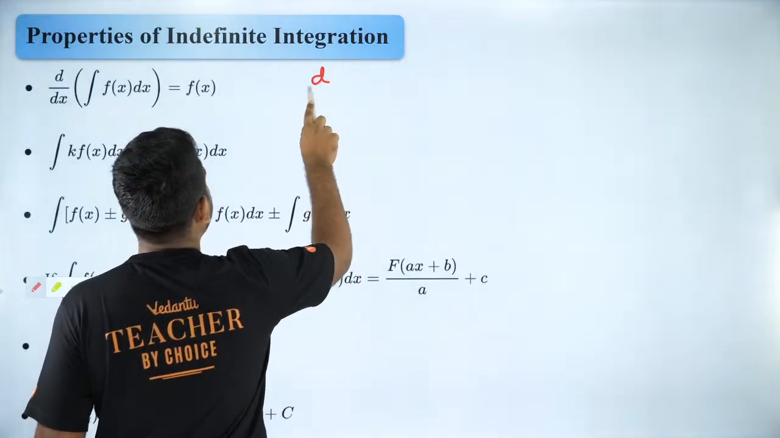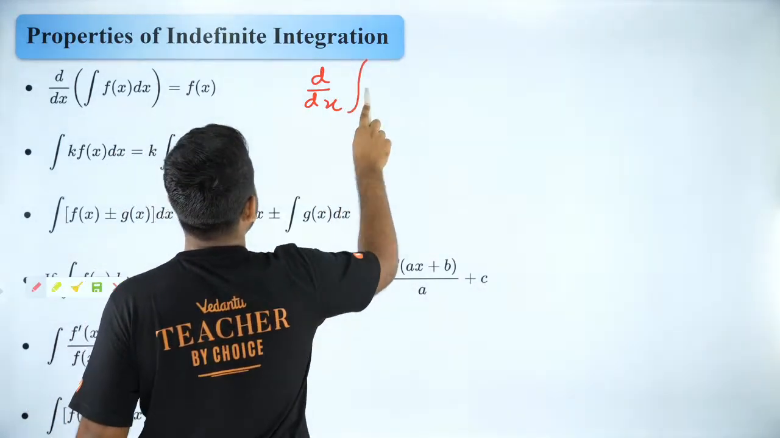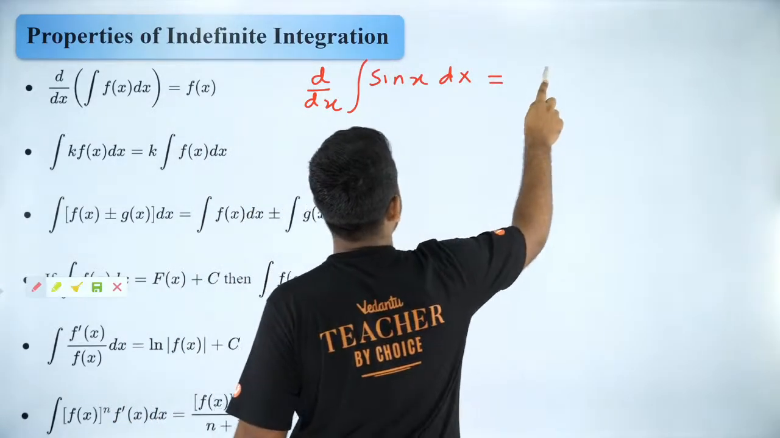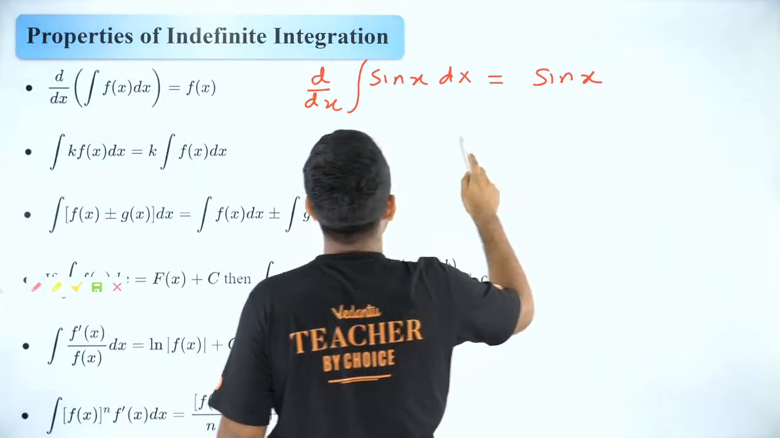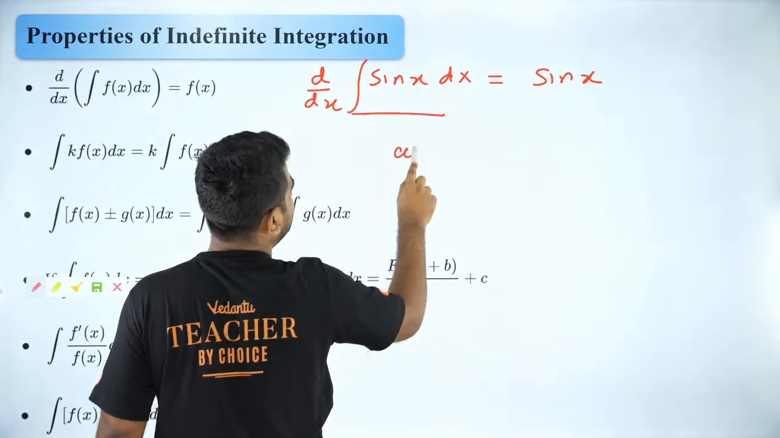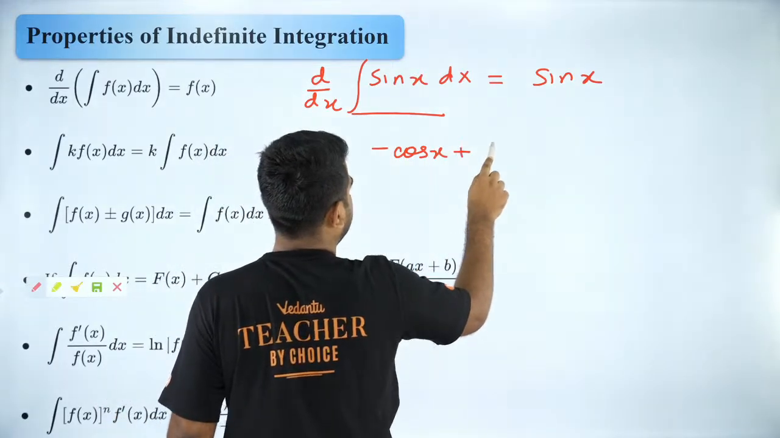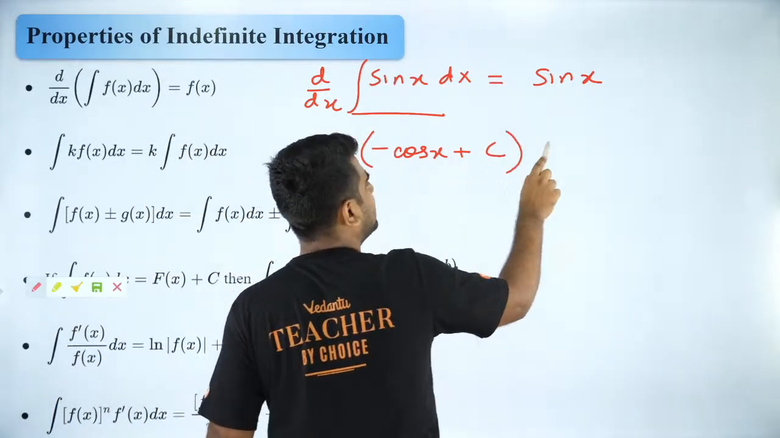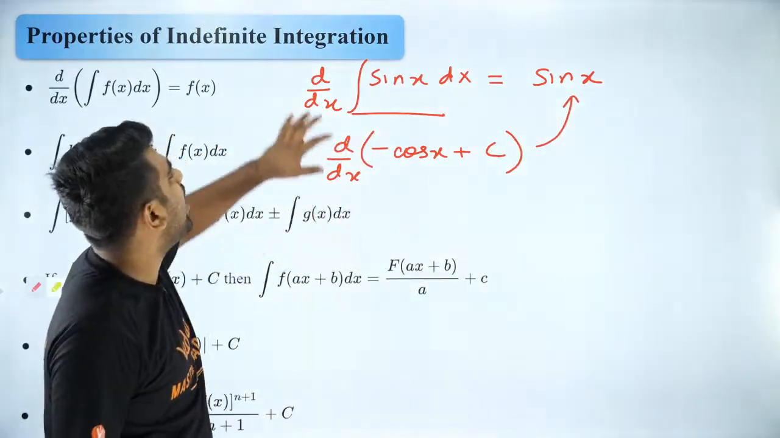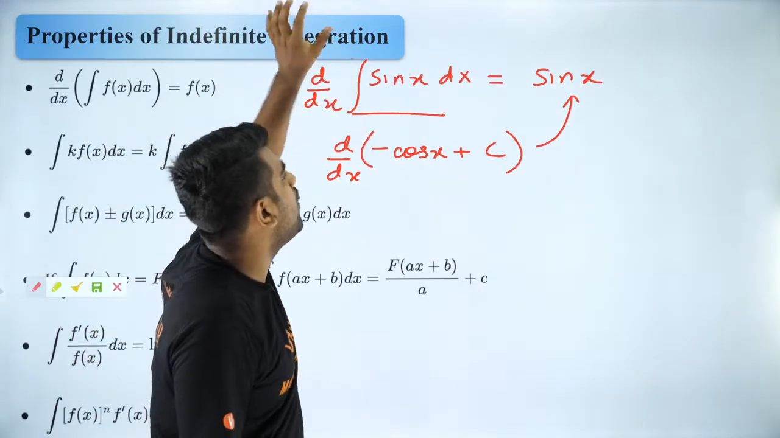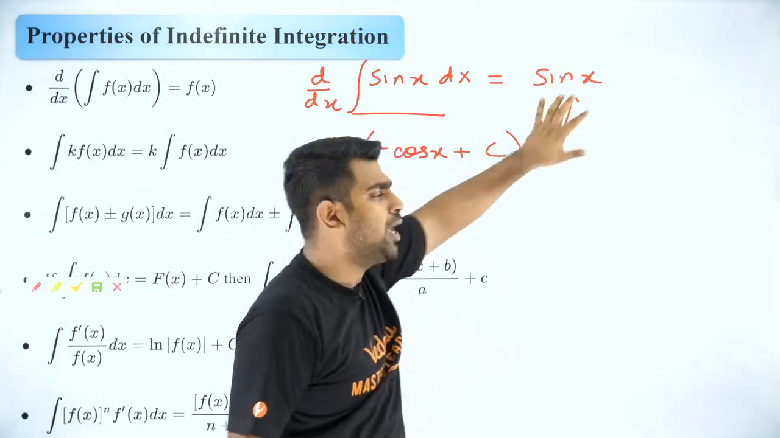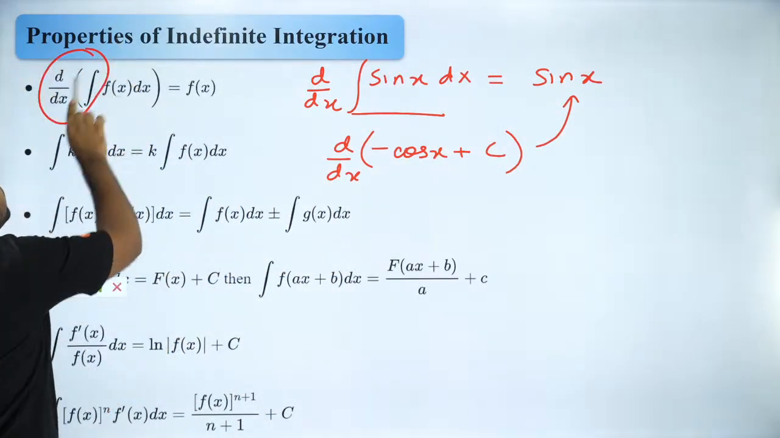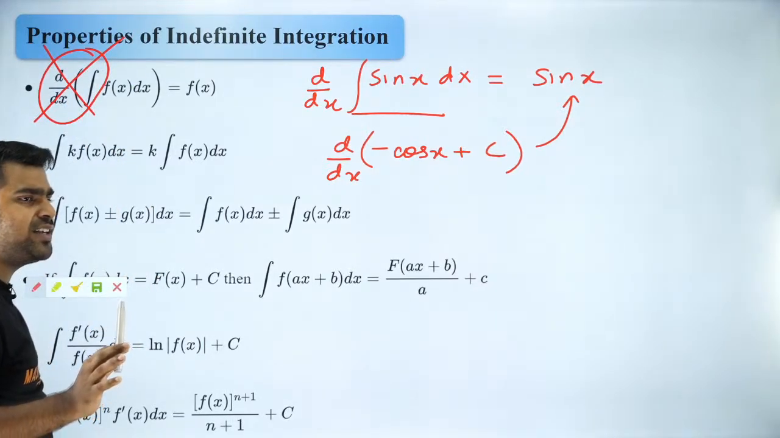So if you guys have d by dx of integral sin x dx, what will you get? Don't you think you will get sin x only outside? Because integral sin x is what? Integral sin x is minus cos x plus c. Now I need to differentiate that. So differential of minus cos x plus c is sin x. So when you have differential of integral of f of x, it is nothing but f of x. Because these two are reverse process of each other. So they will nullify. Are you guys able to understand that?